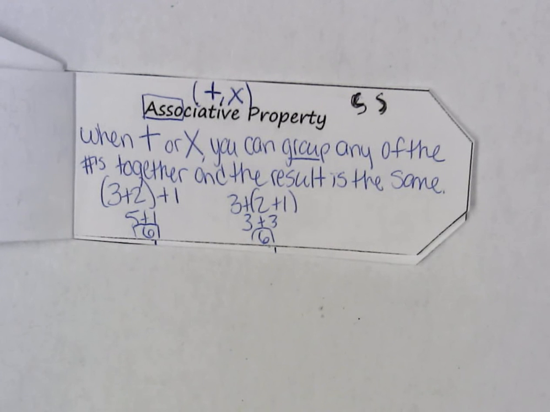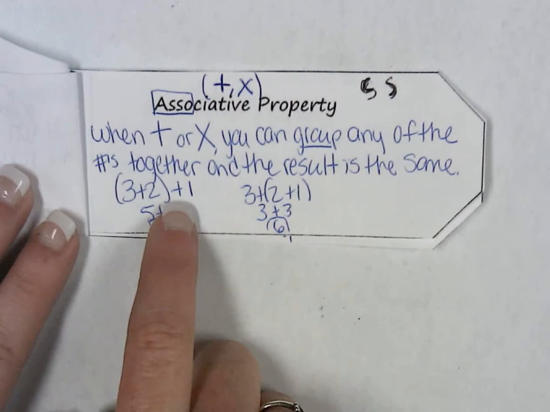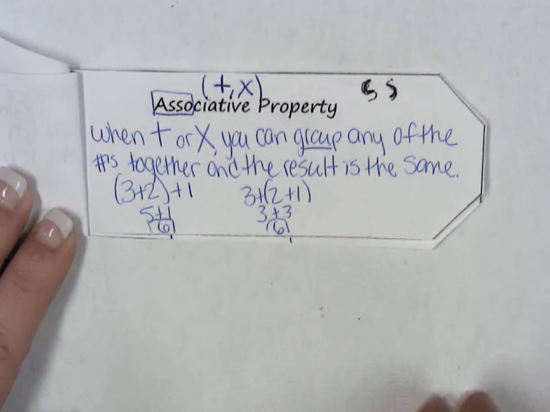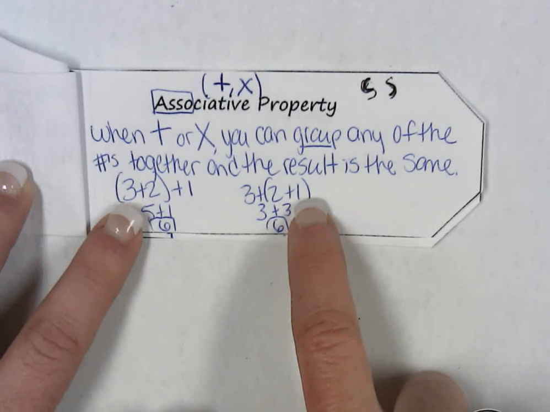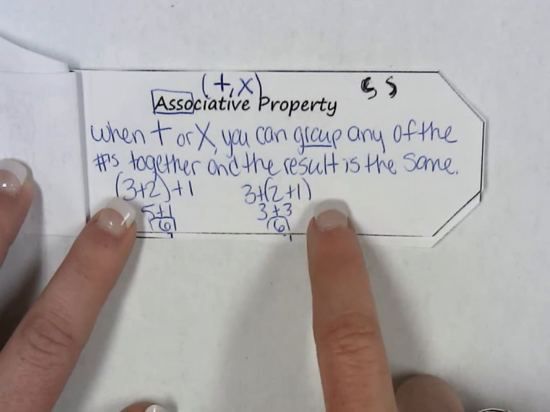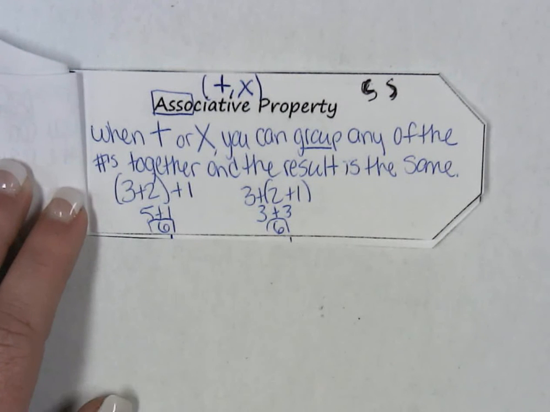So we use parentheses to group numbers together. So let's look at this example. We have 3, 2, 1. Remember, all stay same order. Over here, 3, 2, 1. My numbers don't change. The only difference between these two examples is my parentheses grouped the first two here, and now my parentheses grouped the last two numbers here. So my parentheses change. Remember, PEMDAS says you have to do parentheses first.